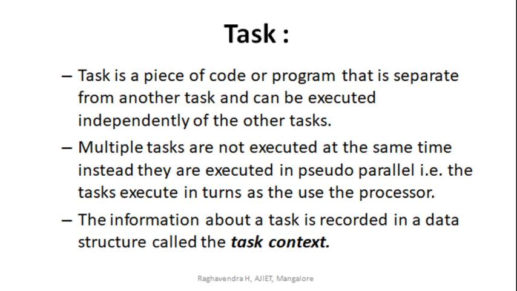Multiple tasks are not executed at the same time. Instead, they are executed in pseudo parallel. That is, the tasks execute in turns as they use the processor. Consider there are four subroutines, all different. You can imagine these subroutines are called tasks. They cannot execute in parallel, but they execute one by one on the processor, right?